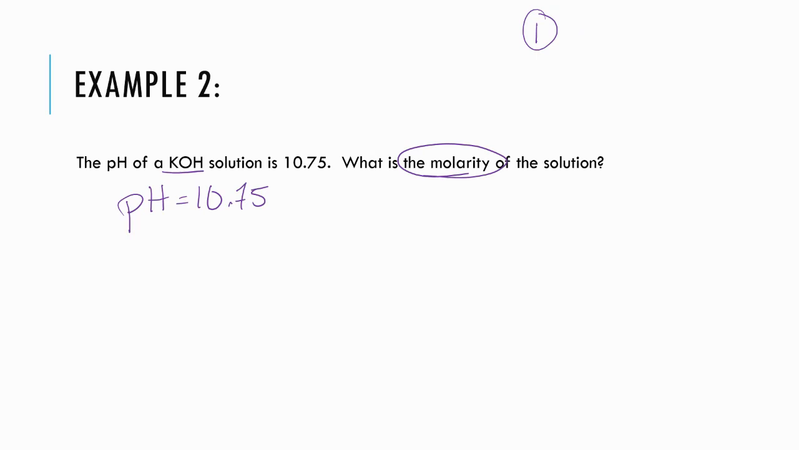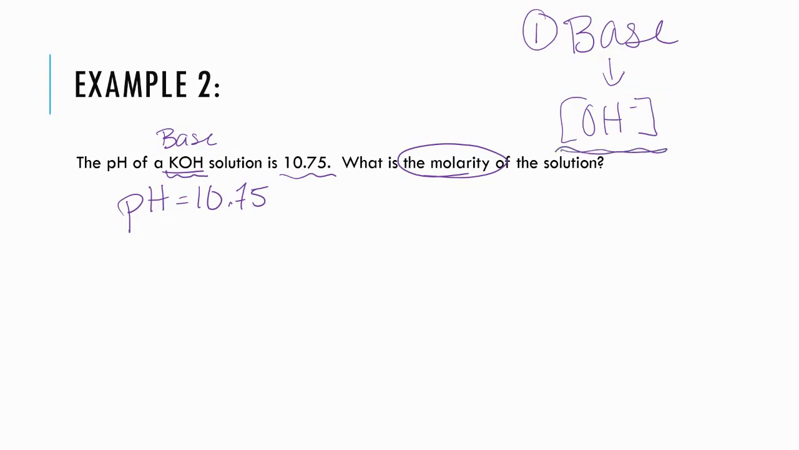In this case, I have 2 indicators that we're dealing with a base. One, the formula, right? This is a base. Two, this pH is above 7. So I know I am dealing with a base. So what that means is when I want the molarity of that base, I'm going to be looking for the OH minus concentration, because that is the symbol for the molarity or the concentration of a base.